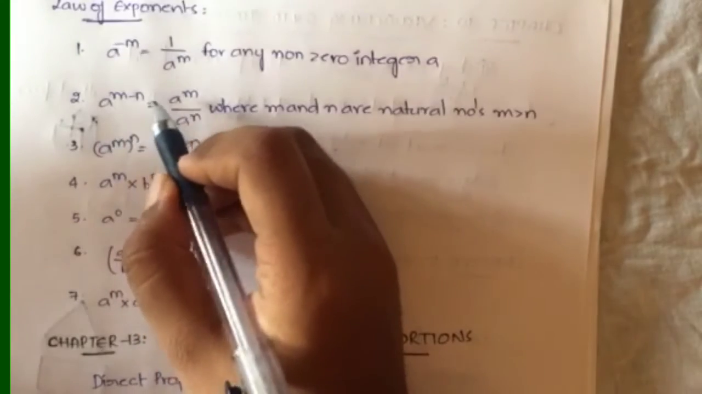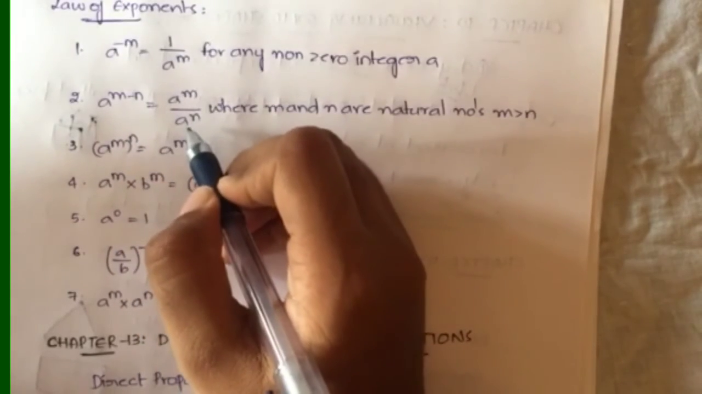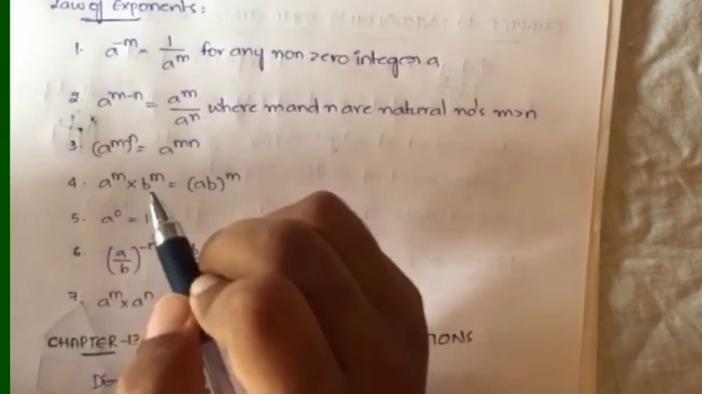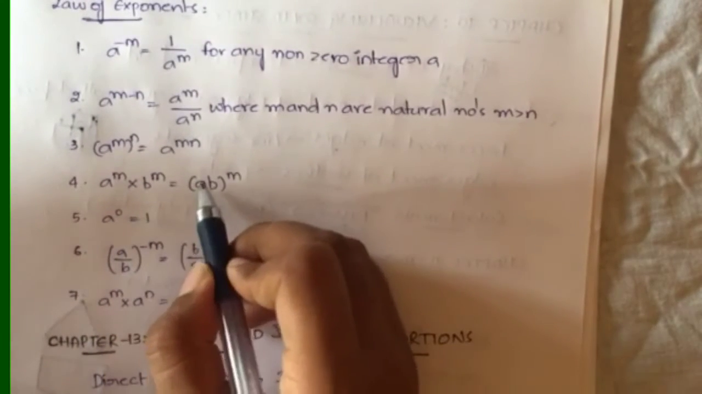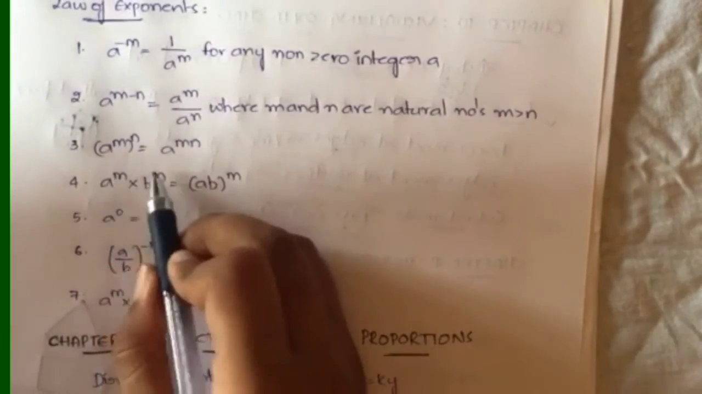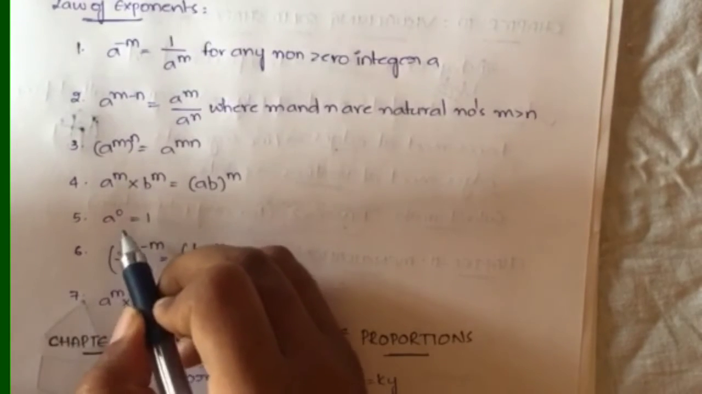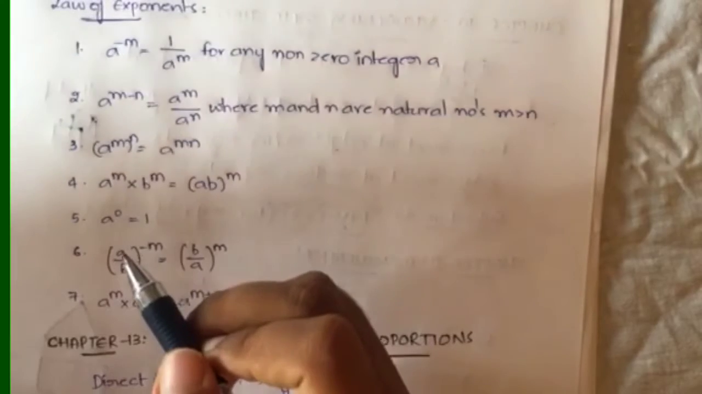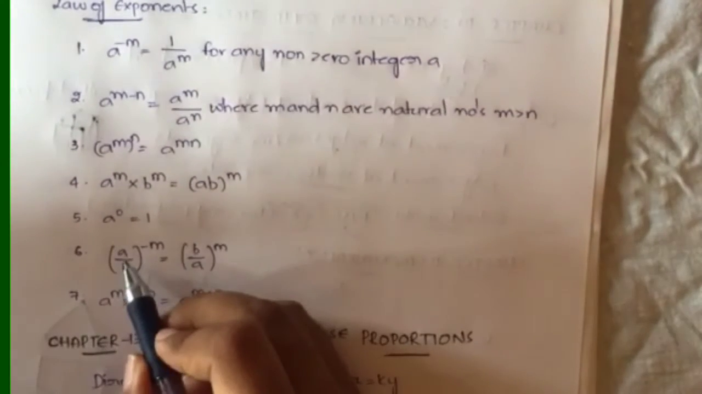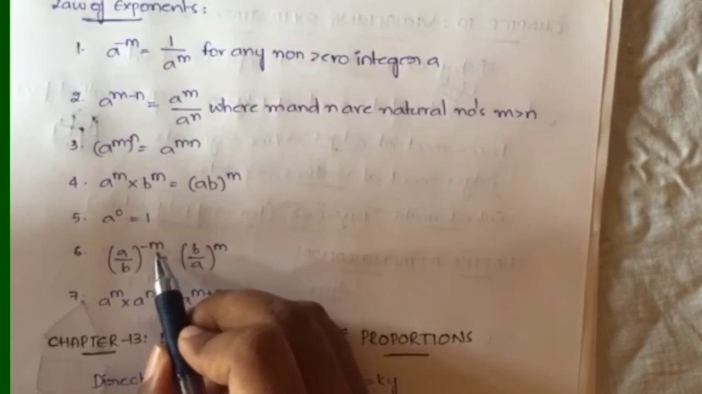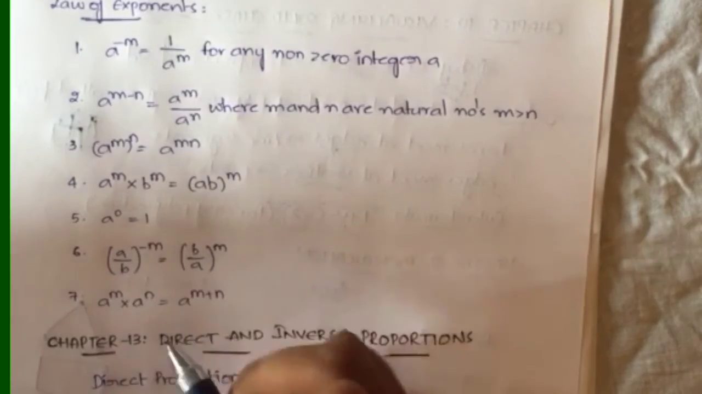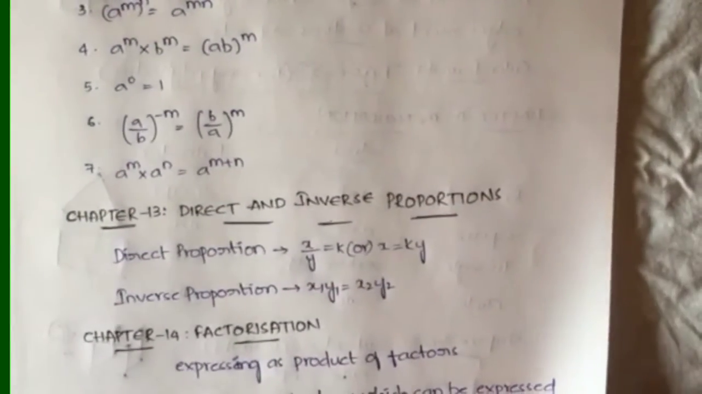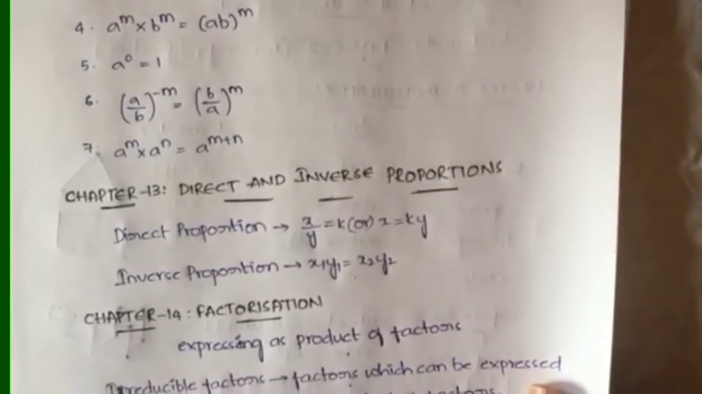And a power m minus n is a power m by a power n. Okay, a power m whole power n is a power mn. A power m into b power m is equal to (ab) whole power m, because you are having the same power for both a and b. And a power 0 is equal to 1. We know this for any number raised to the power 0 is equal to 1, except 0 power 0. And (a by b) whole power minus m is nothing but you can write the reciprocal of it. Very simple. And a power m into a power n is equal to a power (m plus n). Got it?